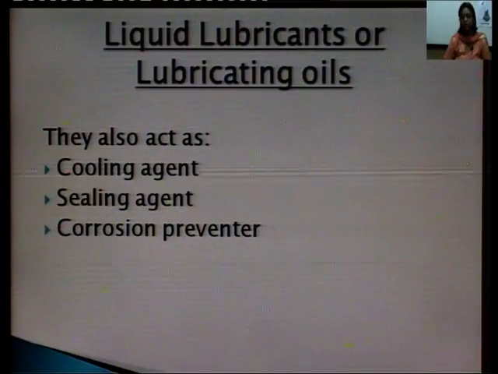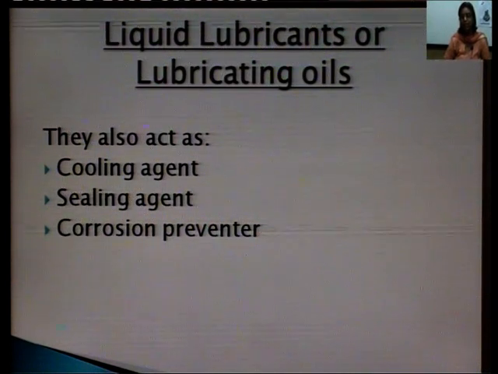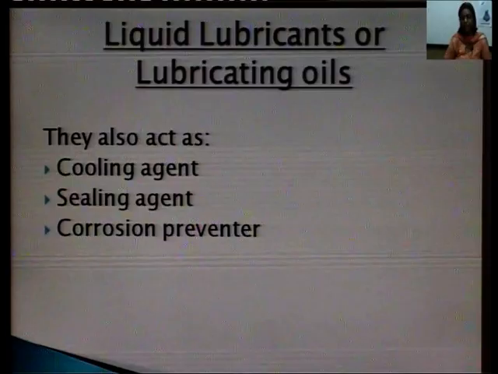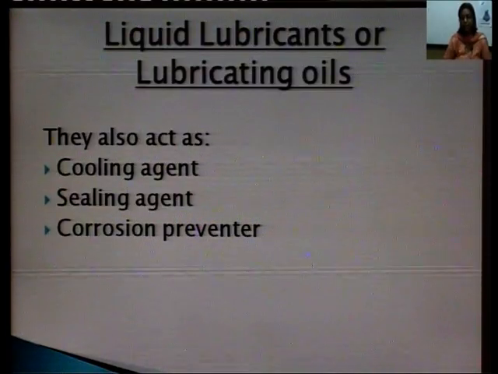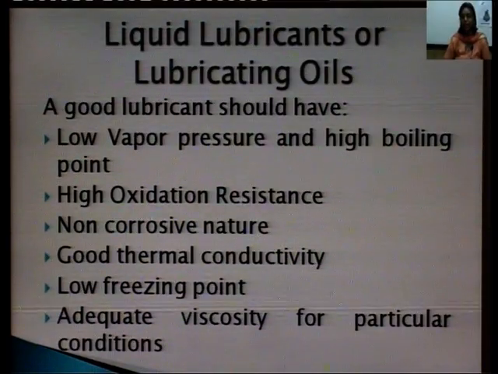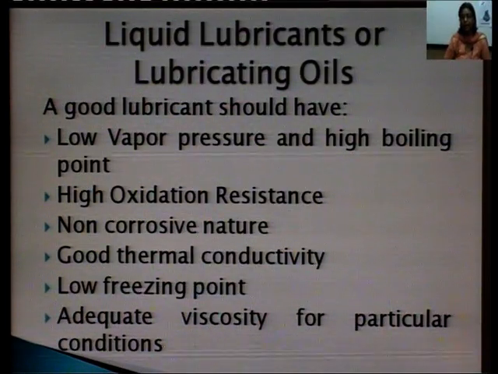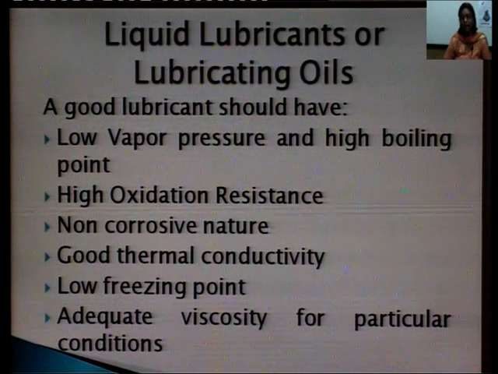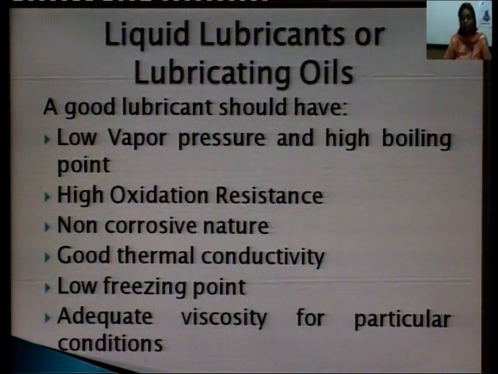Liquid lubricants also act as cooling agents, means they take away the heat. Sealing agents means they seal the gaps between the machine, and corrosion preventers means they prevent the corrosion in the machine. Liquid lubricants should have low vapor pressure and high boiling point, that is, they should not vaporize at room temperature and also do not boil at room temperature.